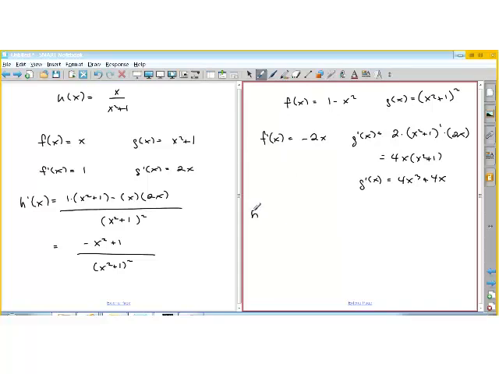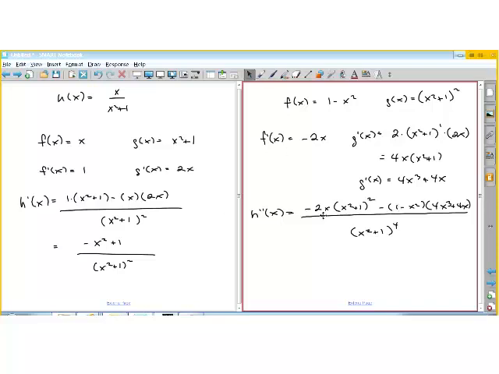Now we use the quotient rule, so we can say h double prime of x is this times that. So you get negative 2x times x squared plus 1 squared minus f of x, 1 minus x squared, times g prime of x, which is 4x cubed plus 4x, all divided by x squared plus 1 to the 4th power. So when we square this, we'll get that to the 4th power.